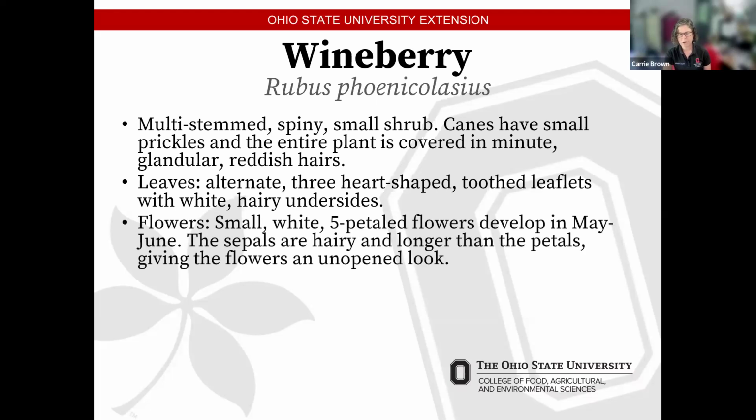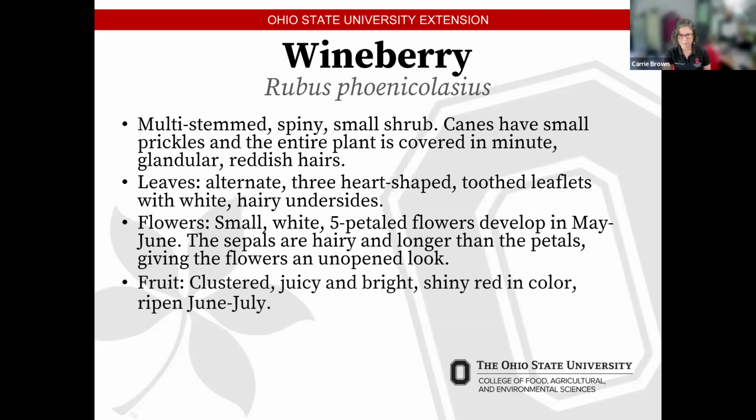The flowers are small, 5-petaled. They develop in May through June. The sepals that are on the outside of the petals are hairy, and they're longer than the petals. So it almost gives the appearance of these flowers looking like they haven't opened yet. The fruit looks like a raspberry. So clustered, juicy, and bright, very red in color, ripening from June to July.